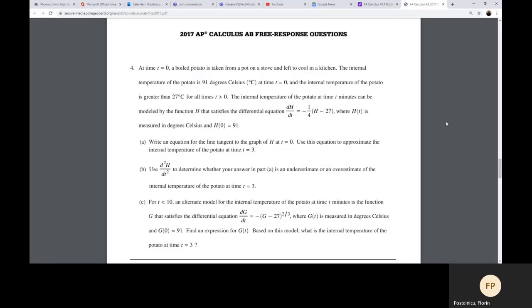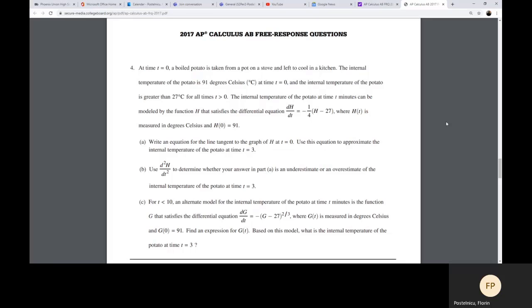And the internal temperature of the potato is greater than 27 degrees Celsius for all times t greater than 0. The internal temperature of the potato at time t minutes can be modeled by the function h that satisfies the differential equation dh with respect to time is negative 1/4 times h minus 27, where h of t is measured in degrees and h of 0, so the initial internal temperature, is 91.